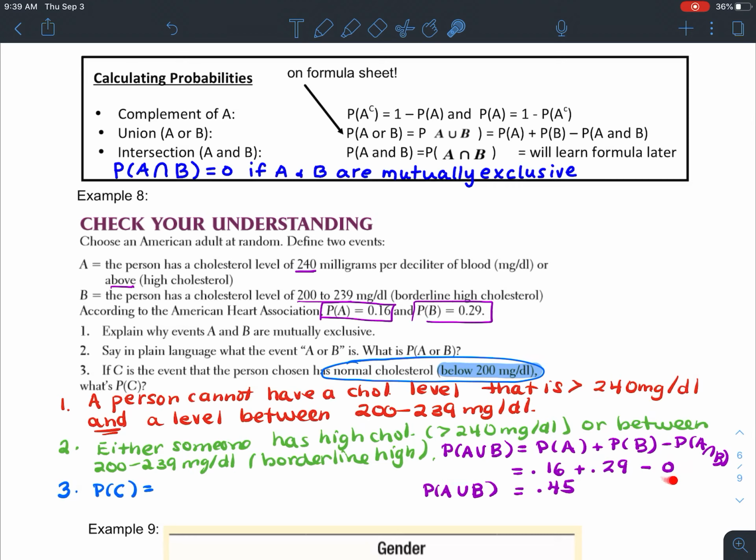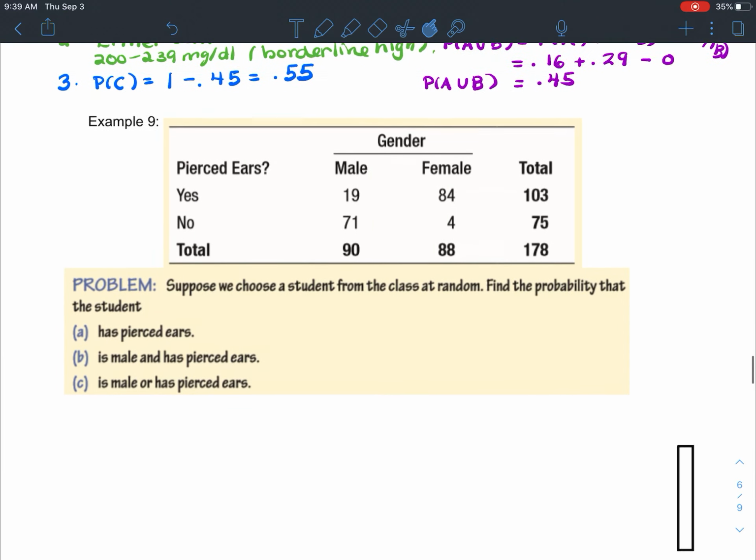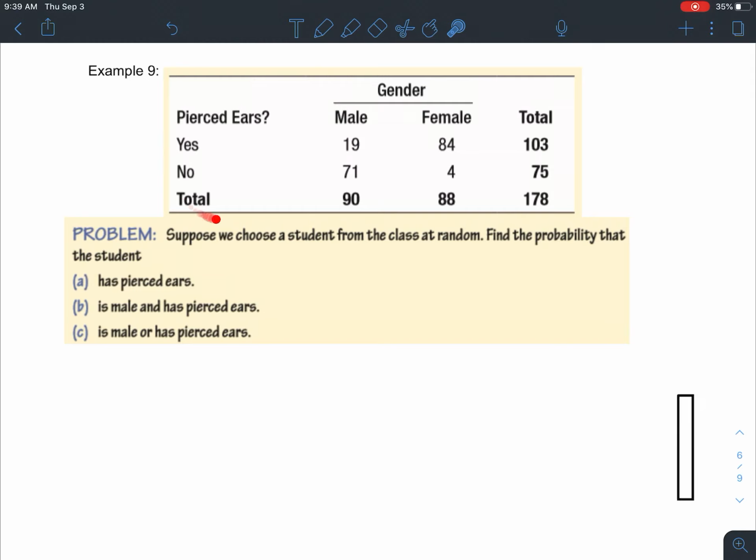We even saw that with number 2 built a little bit on number 1 because we had already established in number 1 that the intersection of A and B had a 0 probability. And now in number 3, we're saying, well, what would be the probability that someone has a cholesterol level that is below 200? Well, we've calculated in step 2 the probability of them either having a cholesterol level that's between 200 and 239 or 240 or above. And so we could kind of use the complement rule here and subtract that probability from 1, and that would give us that there's a 55% chance there.